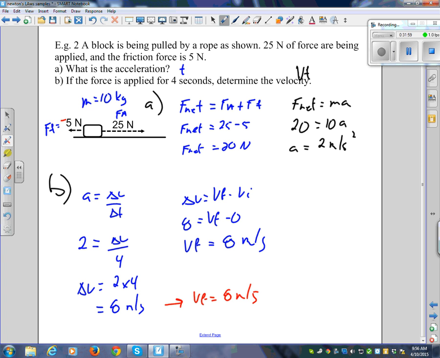Now, what if it had a velocity to begin with, right? Like, what if it was, say, like 6 already? Then it would be 6 plus 8, right? Okay.